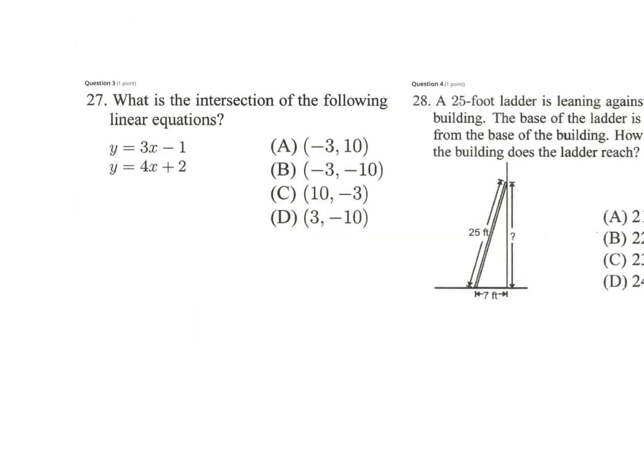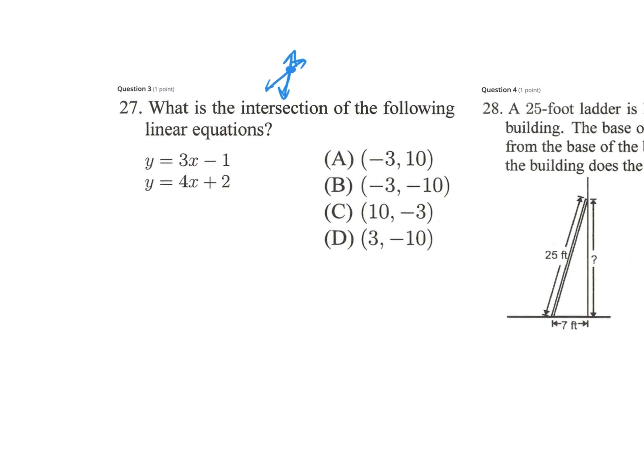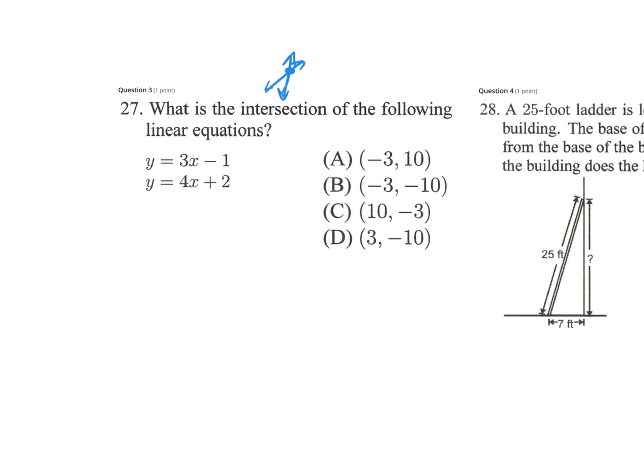Next up, we have a question about the intersection of the following linear equations. So I want to know where they cross paths. Okay, what is that point? I can solve for this intersection by thinking of it as a system of linear equations, and I'm going to use the substitution method. Since y is equal to 3x minus 1, but it's also equal to 4x plus 2 in the second statement, I'm going to set those equal to each other. And I'm going to solve for x.